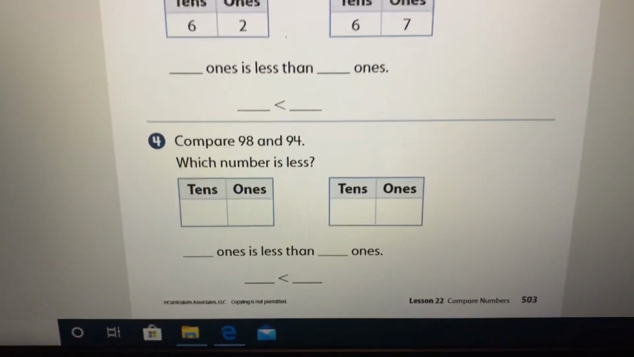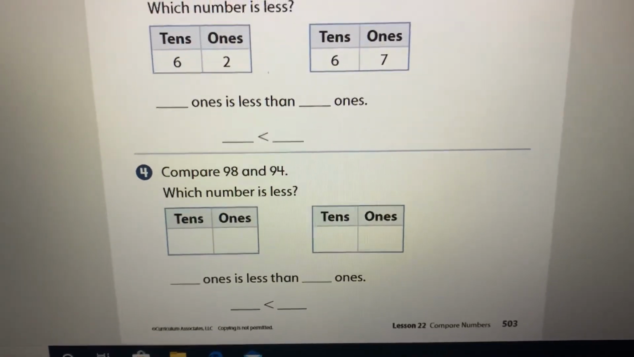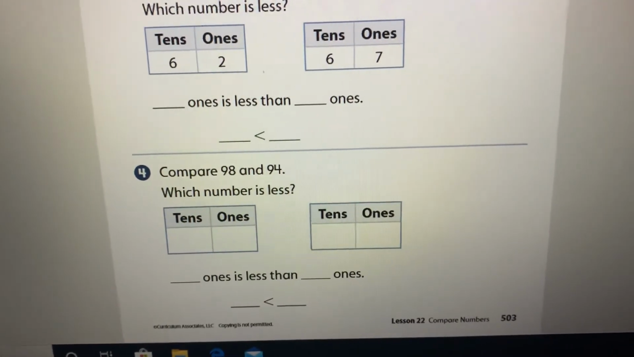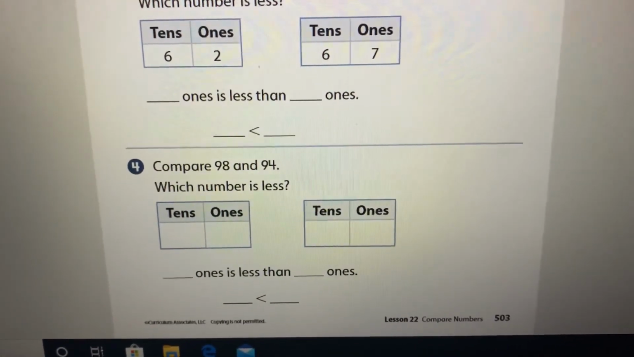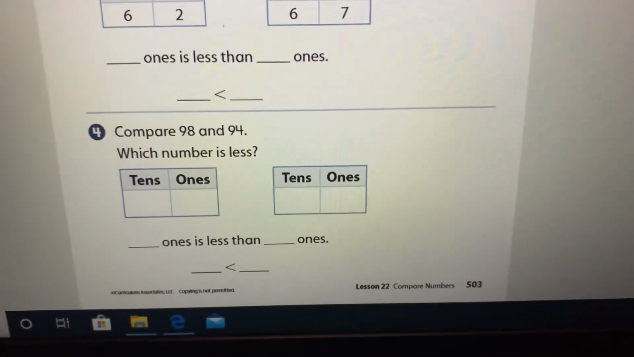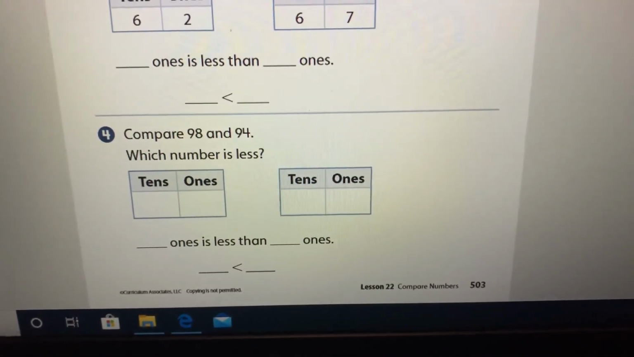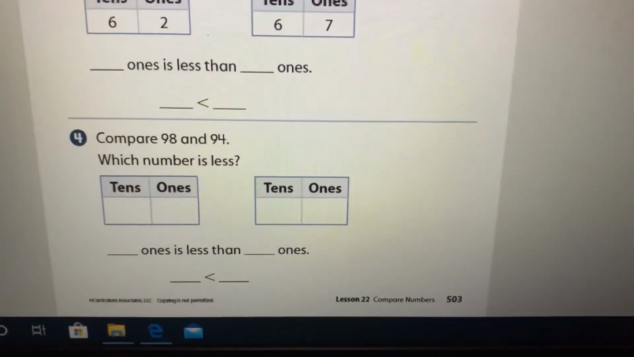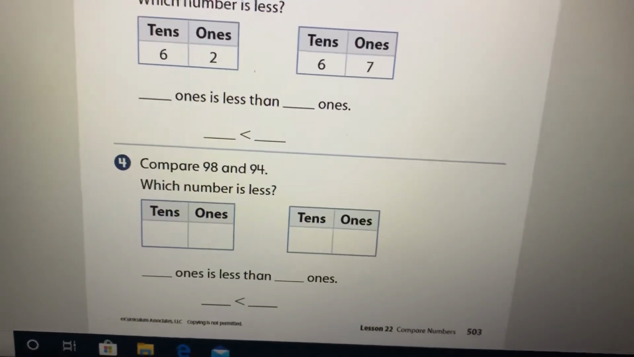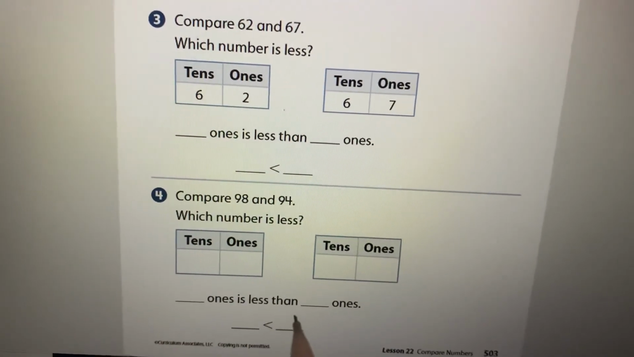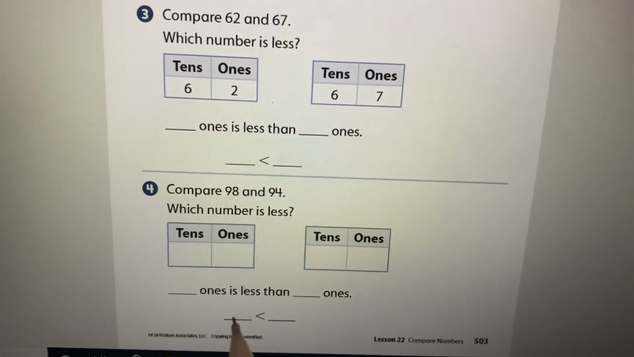Okay. Blank ones is less than blank ones. Which ones spot is less? 8 ones or 4 ones? Which one is less? The smaller number. You're right. 4 ones is less than 8 ones.